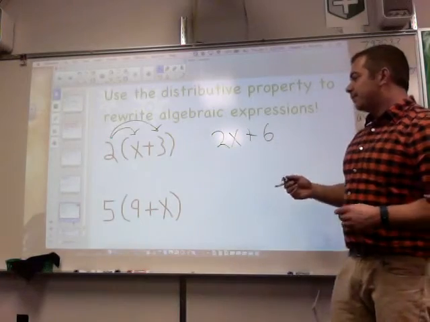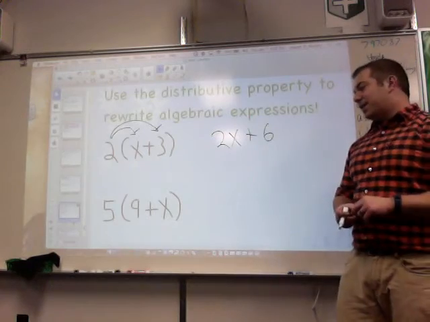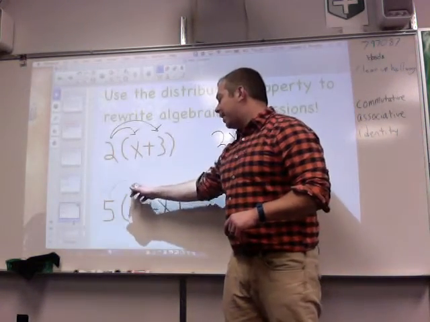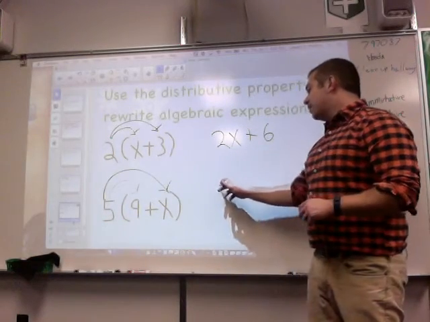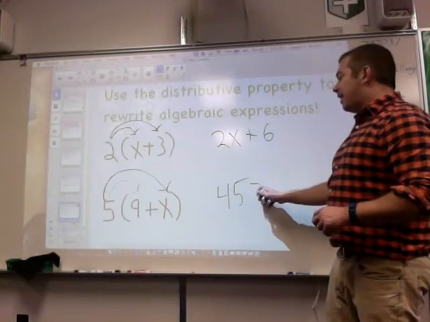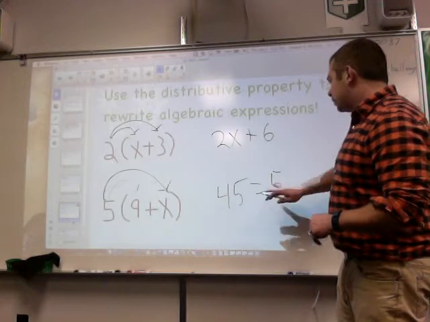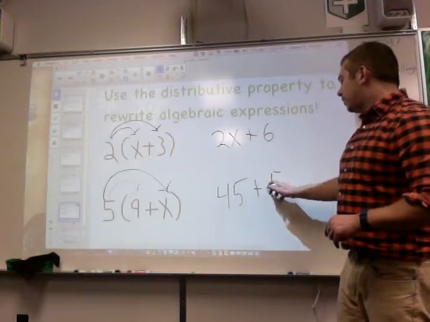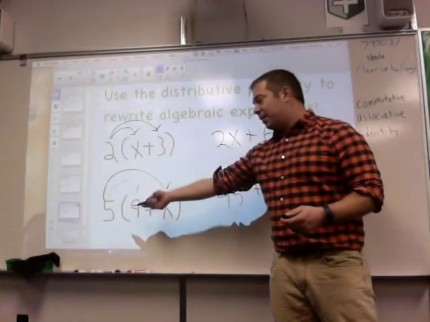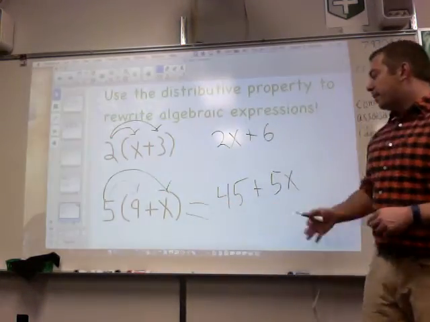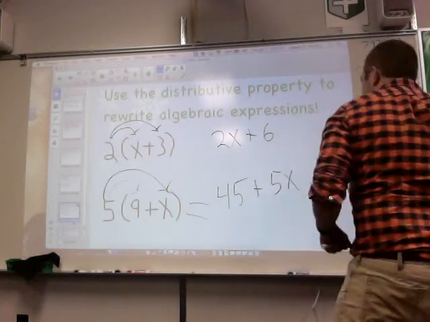I'm multiplying it. All right, so down here I have 5 times 9 plus x. Same kind of idea here. I'm going to do 5 times 9 first, then I'm going to do 5 times x. And 5 times 9 equals 45. And 5 times x is just 5x. Sorry, I don't know why I put an equal sign there. 45 plus 5x. These are both equal to each other, but that's when the 5 is distributed.